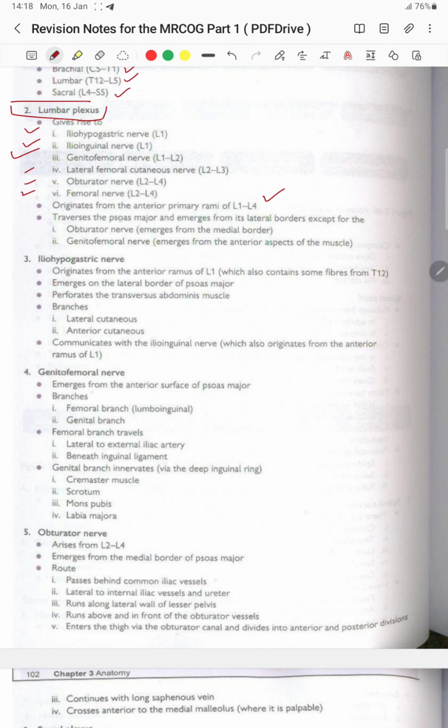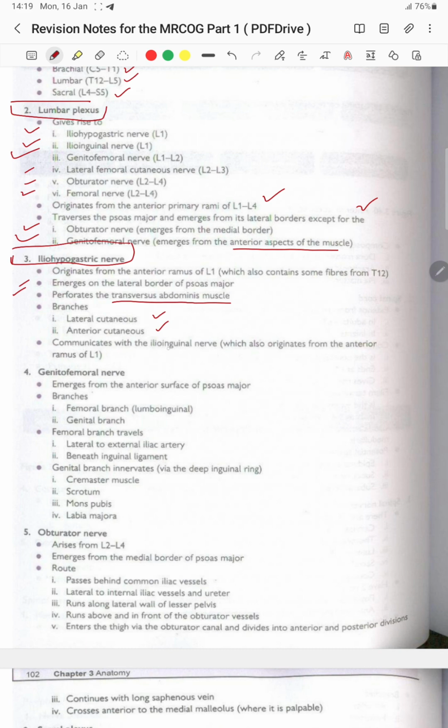They traverse the psoas major and emerge from its lateral border except for the obturator nerve, which emerges from the medial border, and the genitofemoral nerve, which emerges from the anterior aspect of the muscle. Now the iliohypogastric nerve, it originates from the anterior ramus of the L1, which also contains some fibers from the T12, emerges on the lateral border of the psoas major, and perforates the transversus abdominis muscle. The branches, they are the lateral cutaneous and the anterior cutaneous.